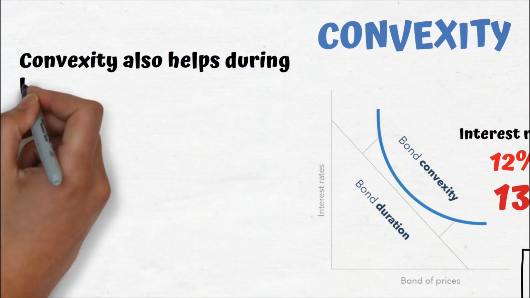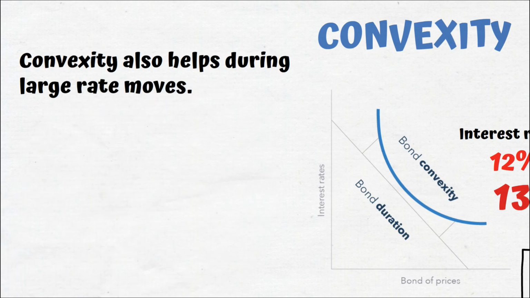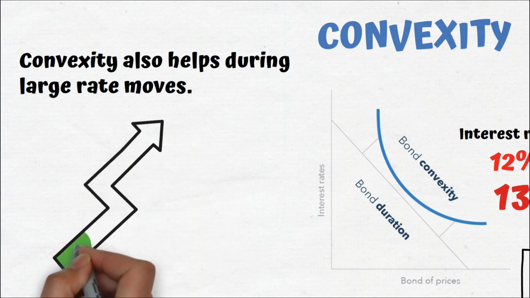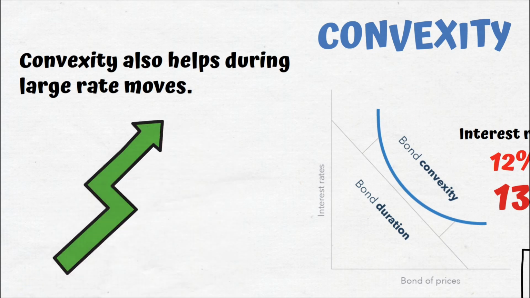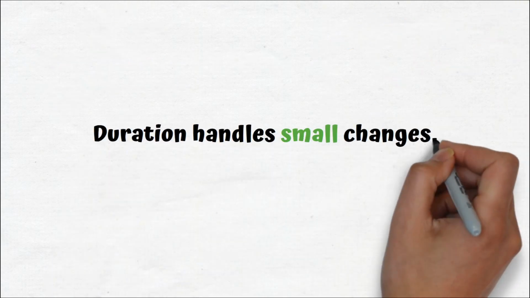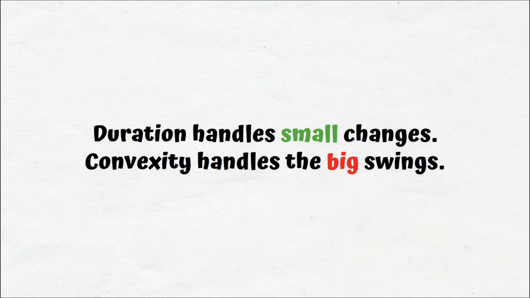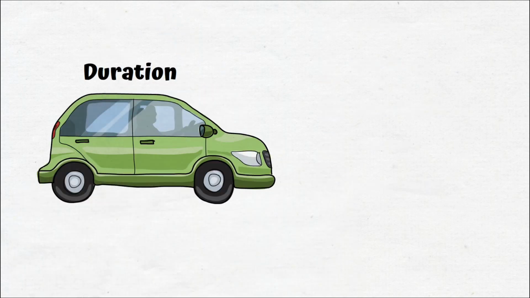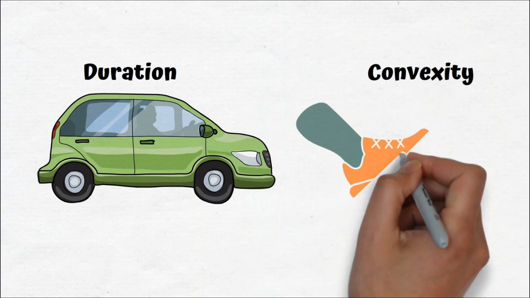Convexity also helps during large rate moves. It minimizes surprises. When rates fall sharply, high convexity bonds rise faster than duration alone predicts. When rates jump, they fall less. The takeaway? Duration handles small changes. Convexity handles the big swings. Convexity is the rate at which duration itself changes. Think of duration as your car's speed, and convexity as the way you accelerate or brake into turns.